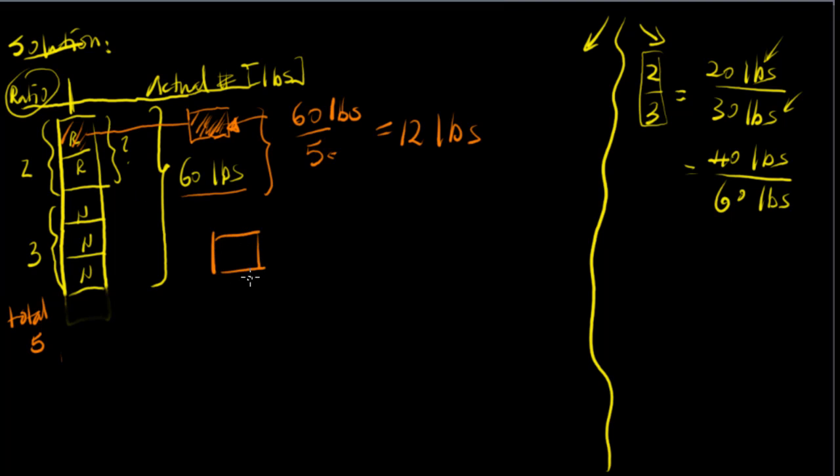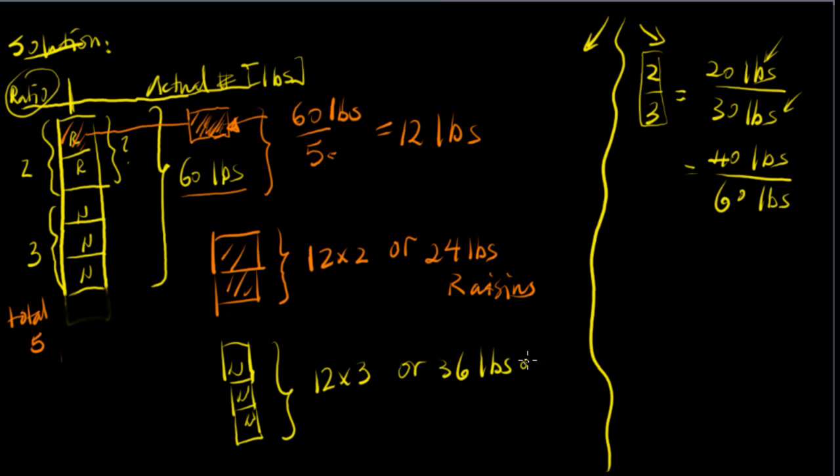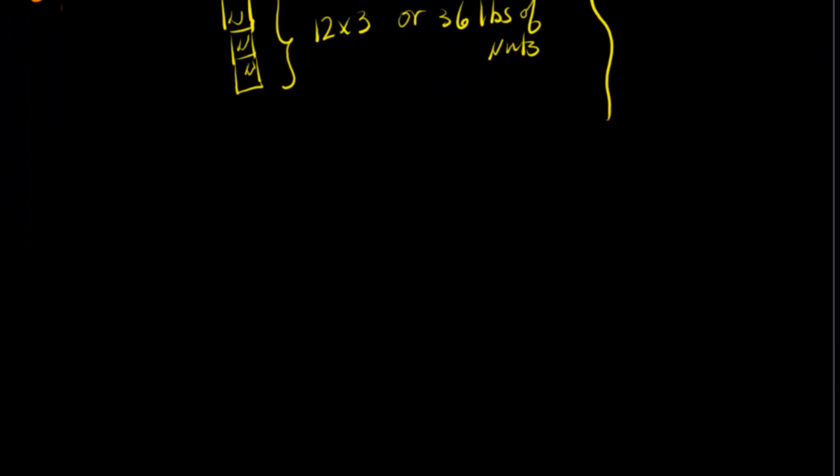For the raisins, I have 2 of the blocks. Each block is 12 pounds, so I have 12 times 2, or 24 pounds of raisins. And then I have 3 blocks for nuts, 1, 2, and 3. I'll put a little N here. Each N block is 12 pounds, times 3, so I have 36 pounds of nuts. Now, I always say it's very important that you double check your work.